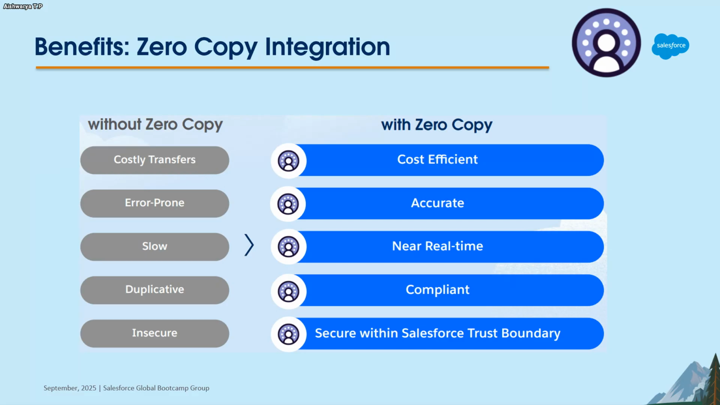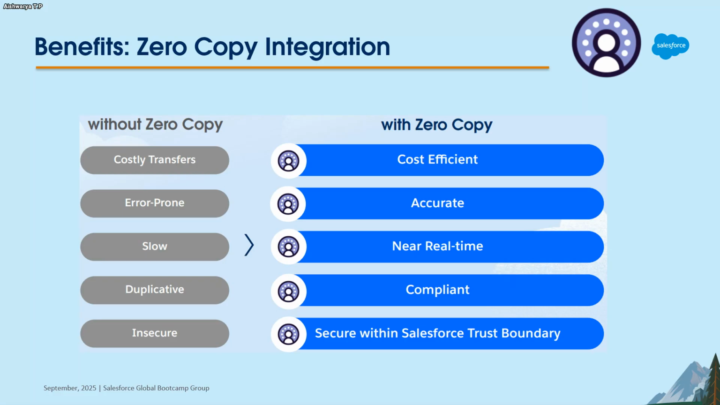But on the other hand, with zero copy, the data will be accurate. So again, these are applicable to some of the applications as well, and in the roadmap, there is a plan to bring a lot more applications in place for zero copy.